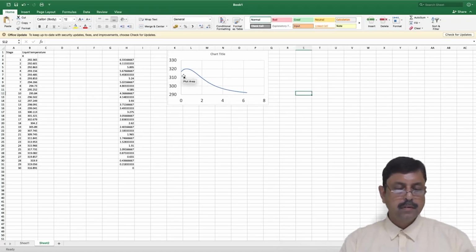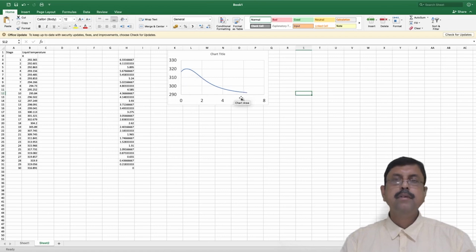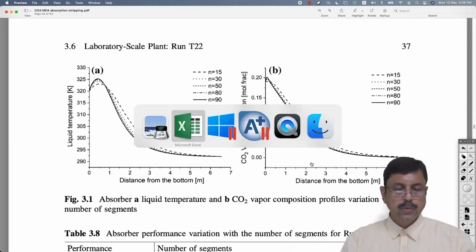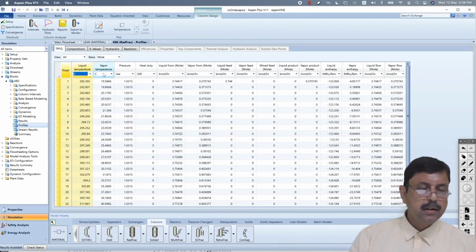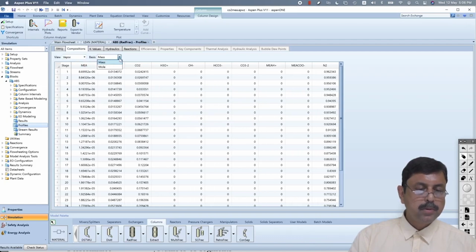So the trend is the same. Okay, it begins somewhere near 320, ends somewhere near 290. So it's the same trend. What about CO2 vapor composition? So for that, we have to go to the composition, vapor, then mole, and CO2.